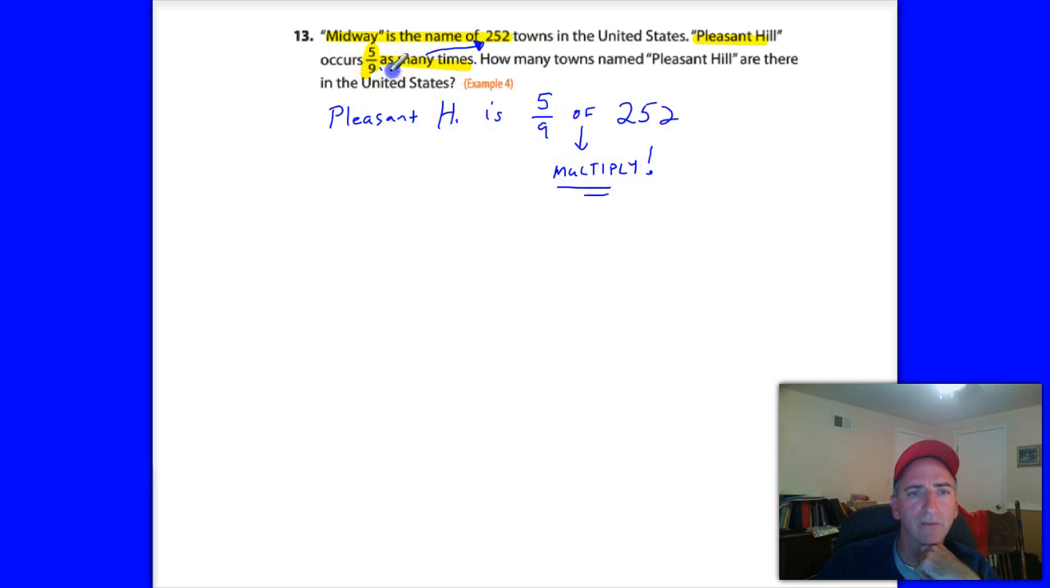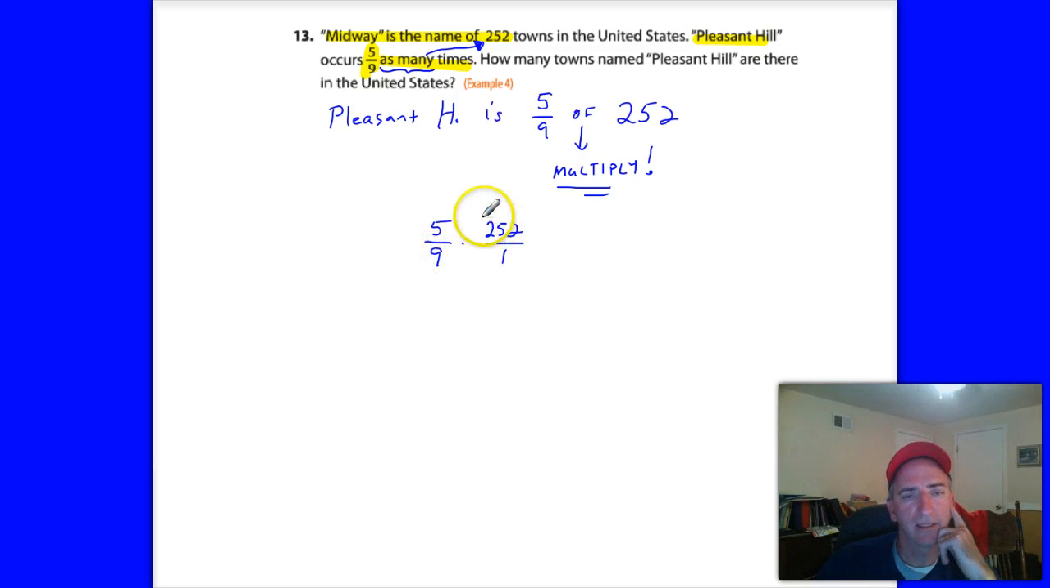You really see it right here: 5/9 as many, or 5/9 of 252. So basically, all you're doing to solve this question is taking 5/9 times 252, that's 252 over 1. You should know that by now. You'll have it if you multiply those and reduce it.